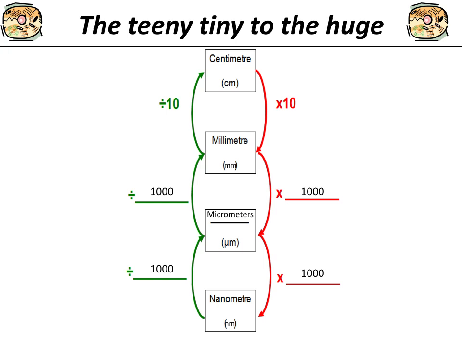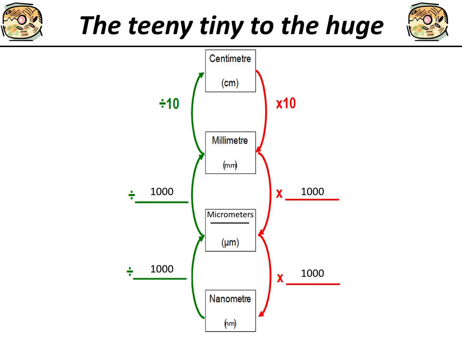There are 10 millimetres in 1 centimetre. So we all know that if we want to convert centimetres into millimetres, you times by 10. So 2 centimetres is the same as 20 millimetres. If I wanted to convert millimetres into centimetres, I would divide by 10. So 22 millimetres is the same as 2.2 centimetres.